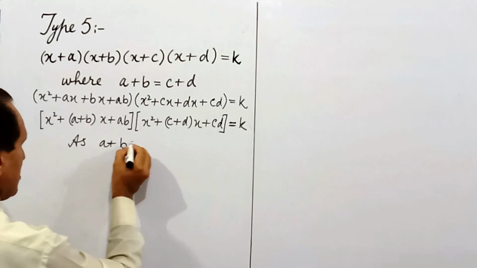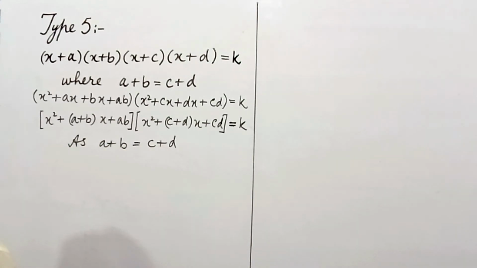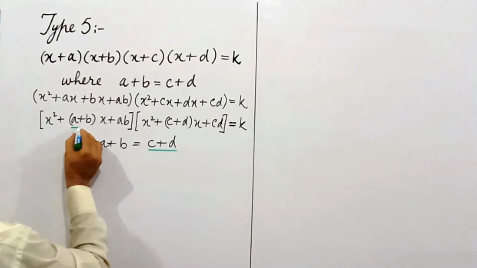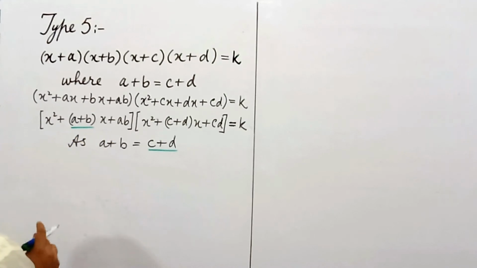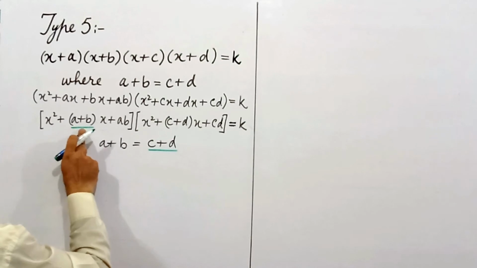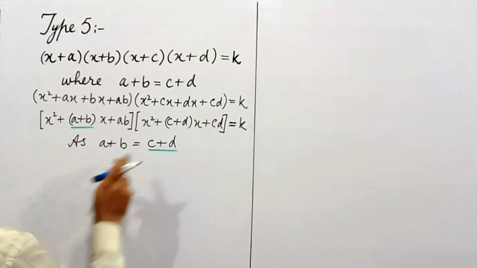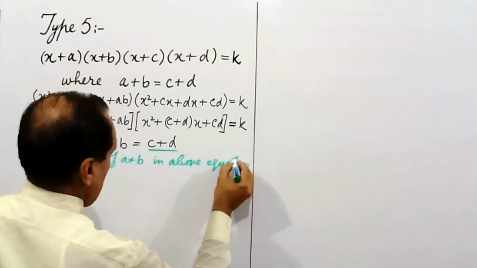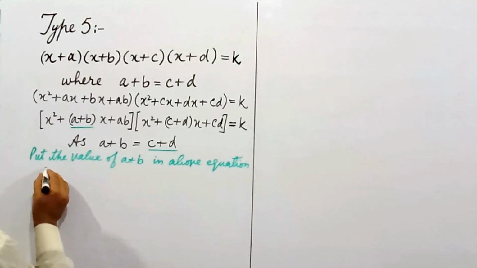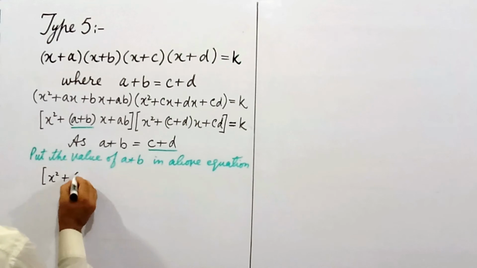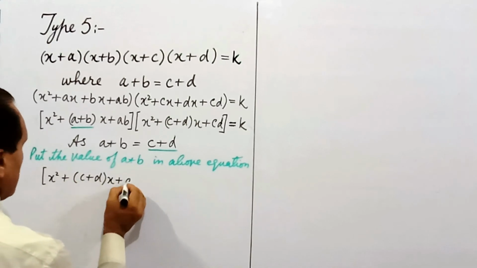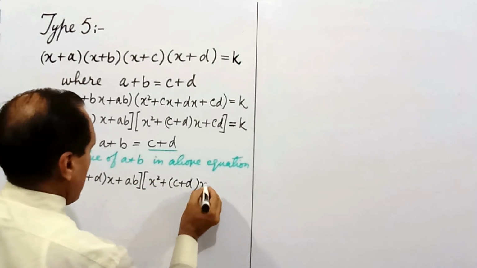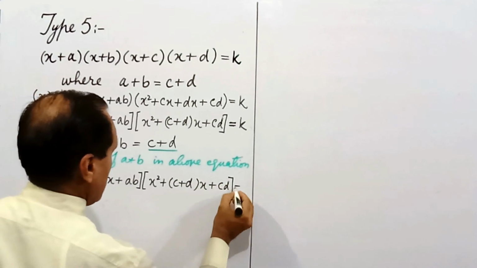As a plus b is equal to c plus d, so we put the value of a plus b, that is c plus d, in place of a plus b. I repeat, we put the value of a plus b in place of that, which is equal to c plus d. We have x square plus c plus d x plus ab into x square plus c plus d x plus cd is equal to k.